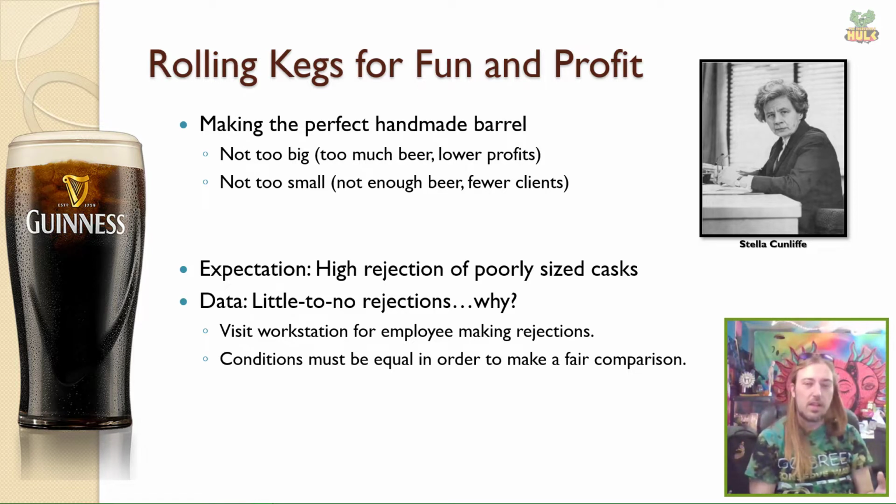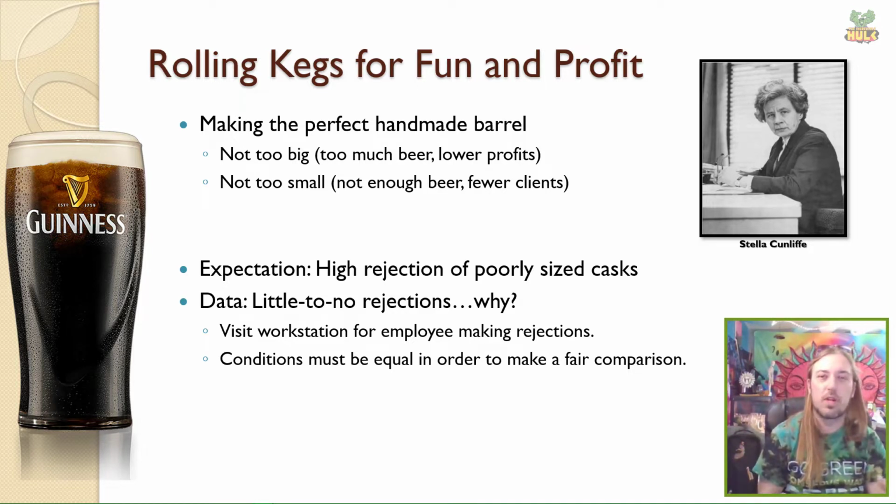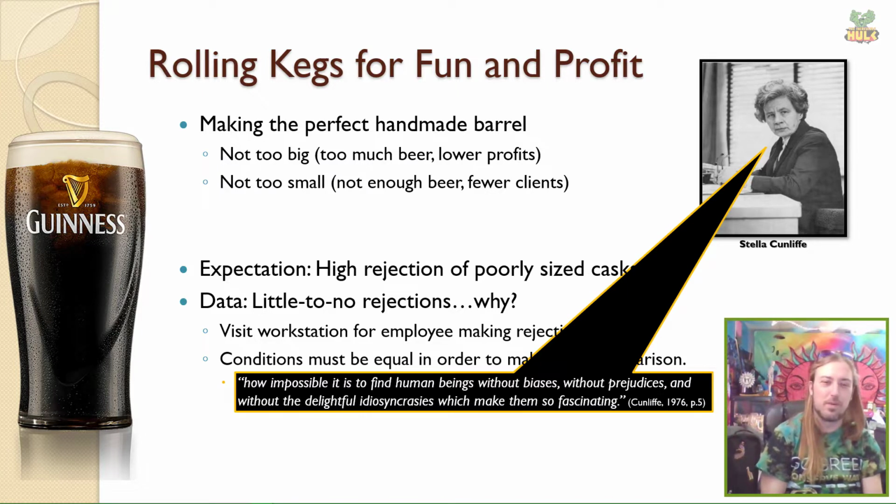And in fact, this is going to be really difficult, right? So in experimental design, we make sure we control the rooms that people are in, the type of paper that they're writing on, the pens, all sorts of things like that, whatever we find to be potentially relevant to their behavior, all because, as Stella Cunliffe once said, it's impossible to find human beings without biases, without prejudices, without the delightful idiosyncrasies which make them so fascinating, right?